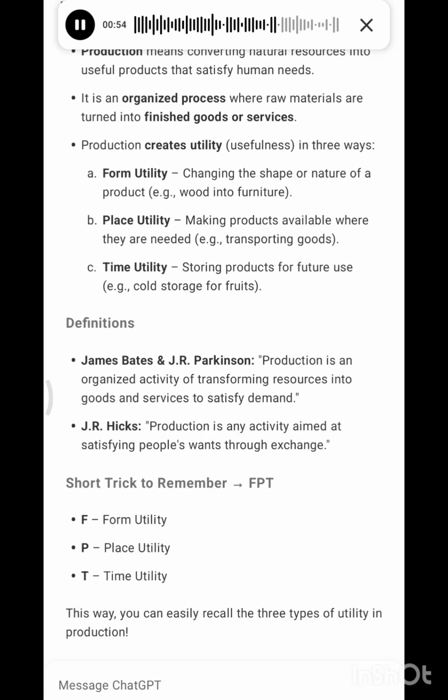Parkinson. Production is an organized activity of transforming resources into goods and services to satisfy demand. Production is any activity aimed at satisfying people's wants through exchange. Short trick to remember: form utility, P. Place utility. Time utility. This way, you can easily recall the 3 types of utility in production.